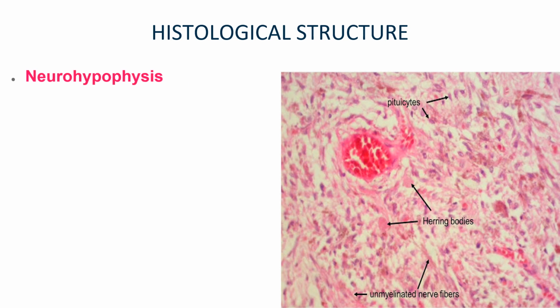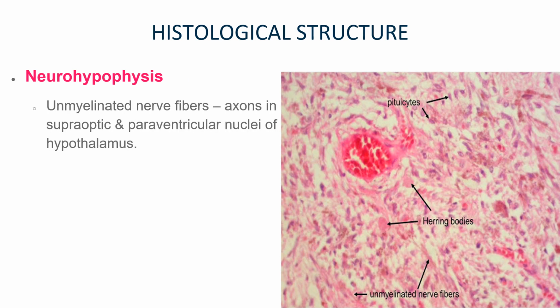Histologically, the posterior pituitary contains three structures. One is unmyelinated nerve fibers. These are the axons of neurons located in the supraoptic and paraventricular nuclei of the hypothalamus. They carry the precursor of posterior pituitary hormones, and they end as closed terminals near the blood capillaries.